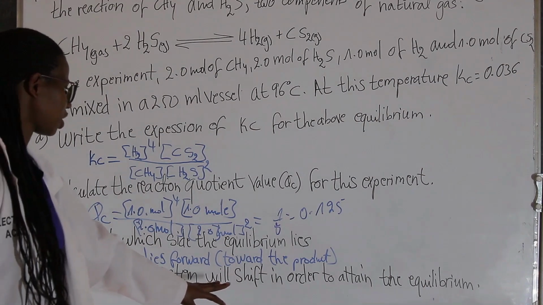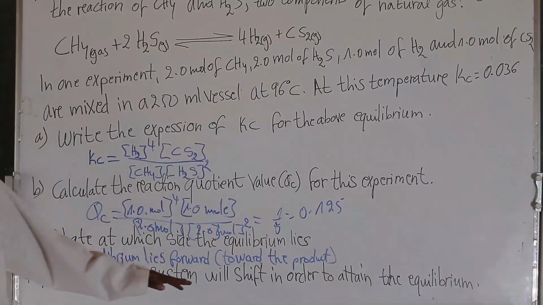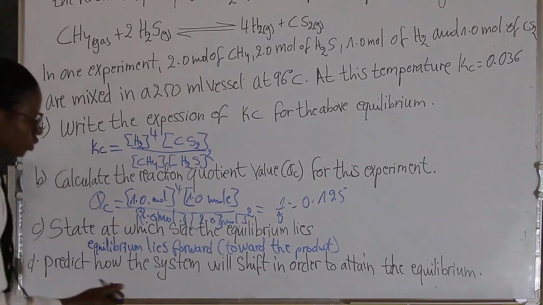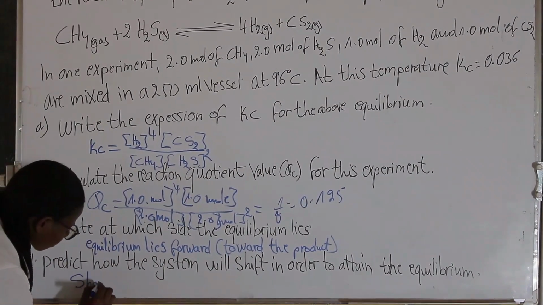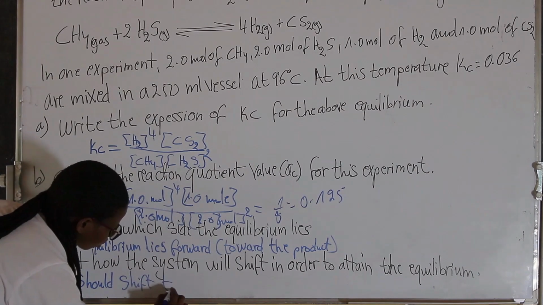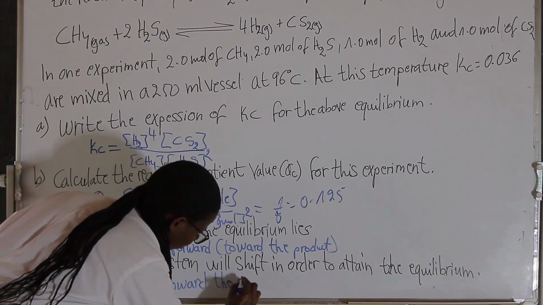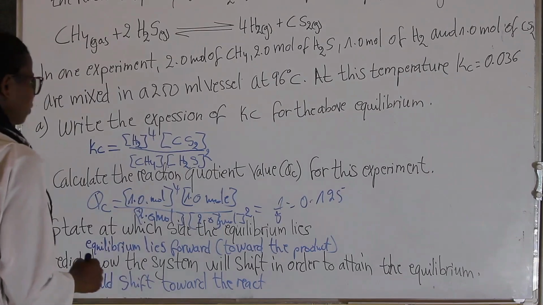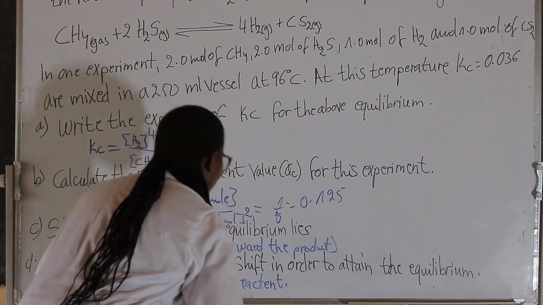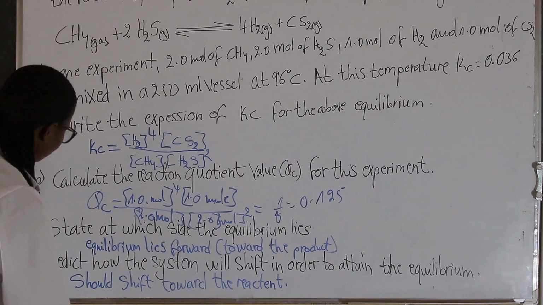Predict how the system will shift in order to attain the equilibrium. To attain the equilibrium, this should shift towards the reactant. This should shift towards the reactant. Okay. Let's continue with the next question.